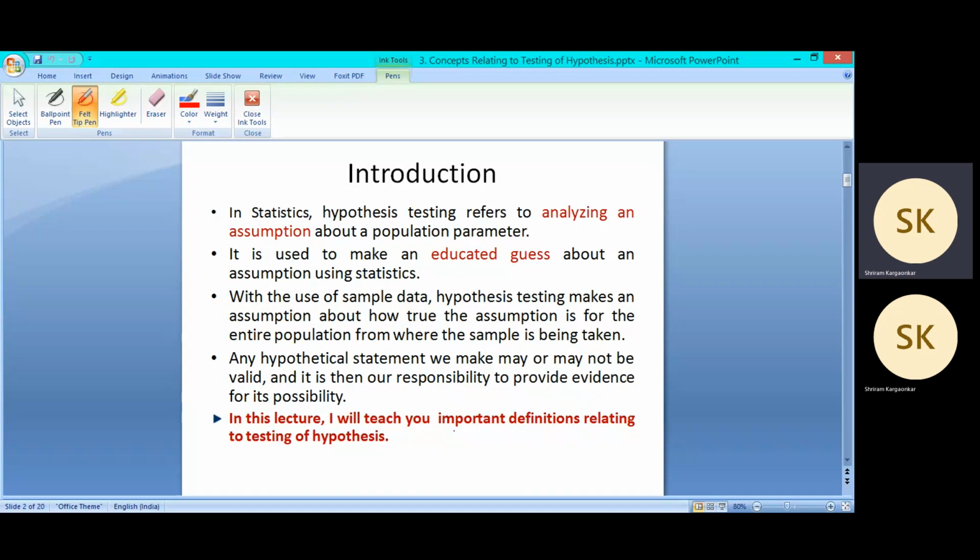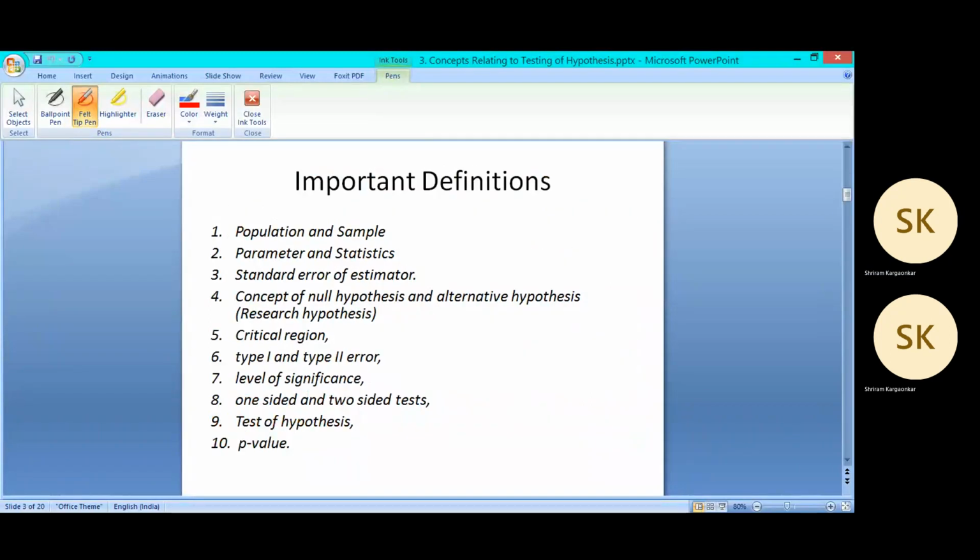In this lecture, I will teach you important definitions relating to testing of hypothesis. So let's move further. So this is the content of this unit. These definitions we are going to study thoroughly. So let's start with population and sample. These definitions include parameter and statistic. One change should be there: this is just statistic, not statistics.